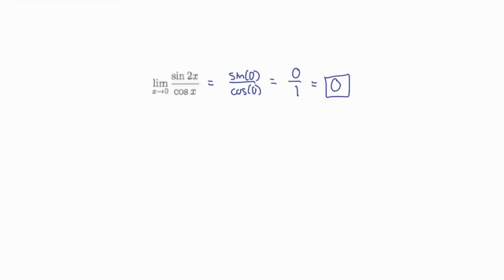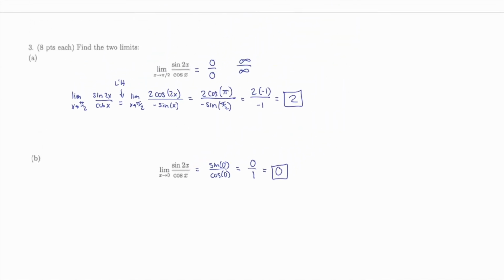So now let's try to evaluate this limit. If we took the limit right off the bat, we would end up with sine of 0 over cosine of 0, which would give us 0 over 1. And that's not an indeterminate form, so we don't have to use L'Hopital's rule or anything else. We can just say that this limit is equal to 0. So it's important to remember when you can use L'Hopital's rule and what indeterminate forms are.